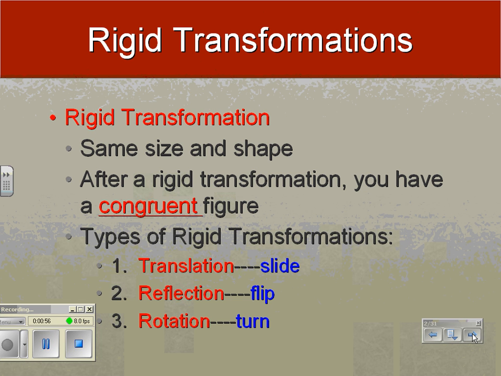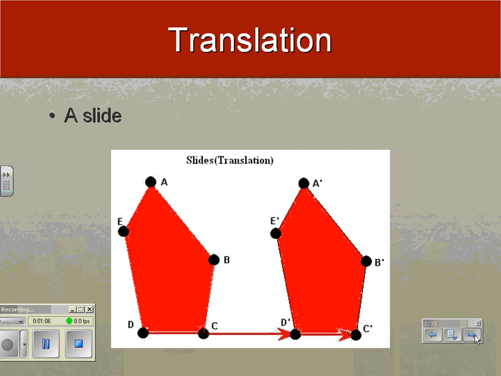And there are three different types of rigid transformations. We have a translation, which is a slide, a reflection, which is a flip, and a rotation, which is a turn. Let's talk about slides first. A slide is where you just move it somewhere else. So you might slide it upwards, downwards, left, right, or diagonally.